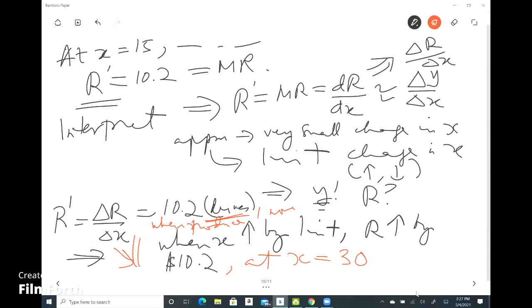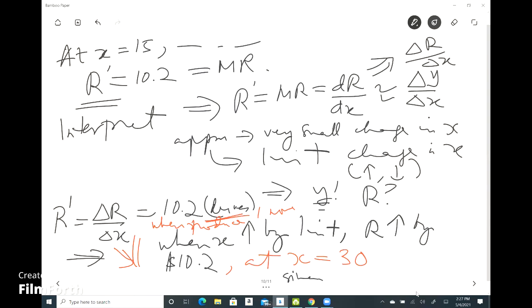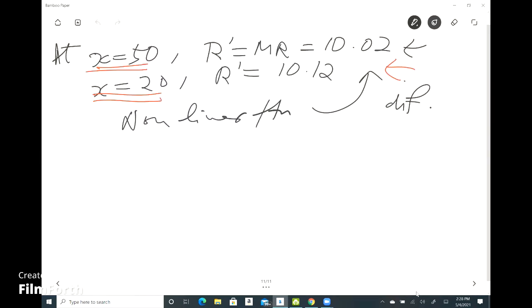So here, when x increases by 1 unit, revenue will increase by 10.2. You have to say at x equal to 30, or when x equal to 30, or given current production of drive at 30 units. So you have to state the point of the derivative. Okay, all right. So let's interpret it.